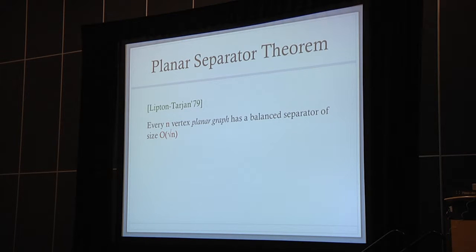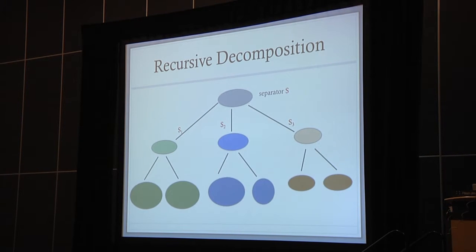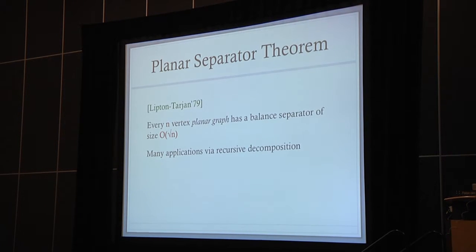Okay? And so what can you do with that? If you have a balanced separator, you can remove that separator. You will get some components which are not too big, right? Because it's a balanced separator. And then you can recursively decompose each of those graphs, because each of them is also a planar graph. You're using the hereditary property of planar graphs, and you get a decomposition tree. Right? So these decomposition trees have many applications. A lot of planar graph algorithms are based on this decomposition theorem.